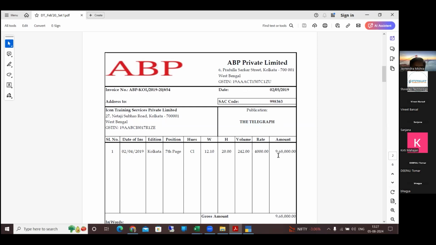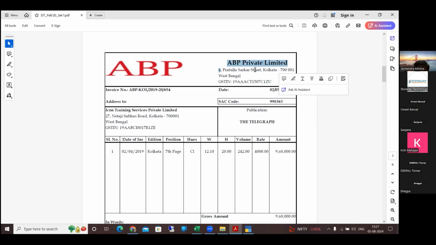So we have to pay 9,68,000, friends. How much do we have to pay? 9,68,000. Why do we have to pay 9,68,000? For the advertisement. We have to pay ABP Private Limited. So we have done advertisement of our company with the help of ABP Private Limited, and we have to pay 9,68,000.